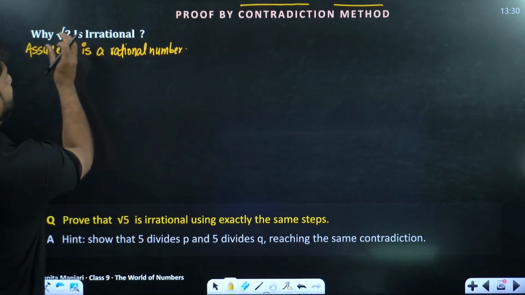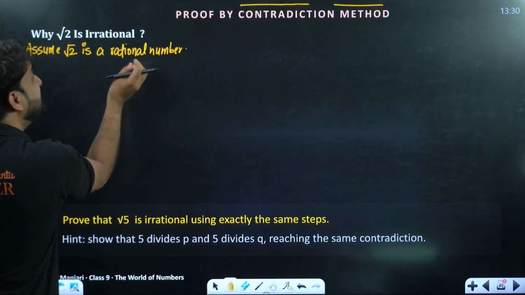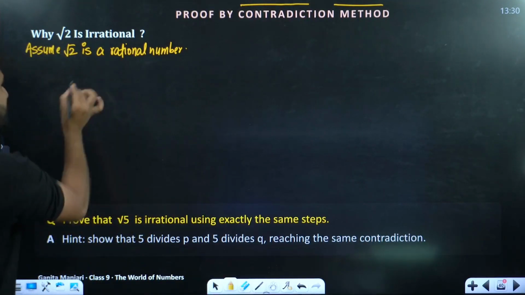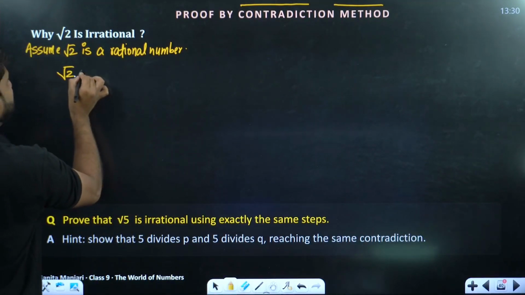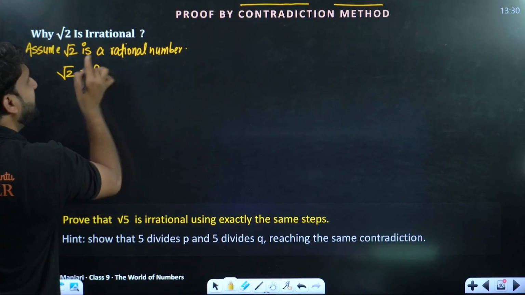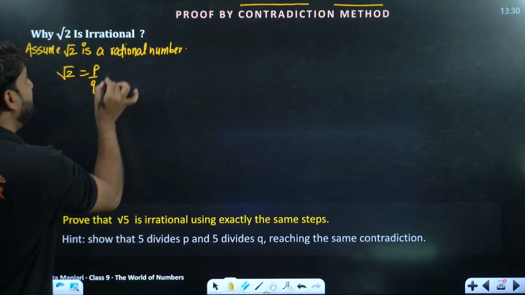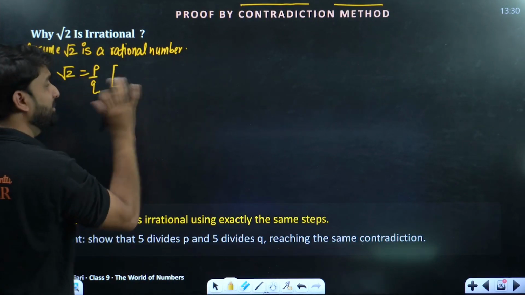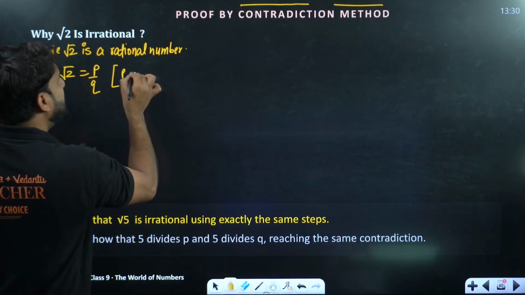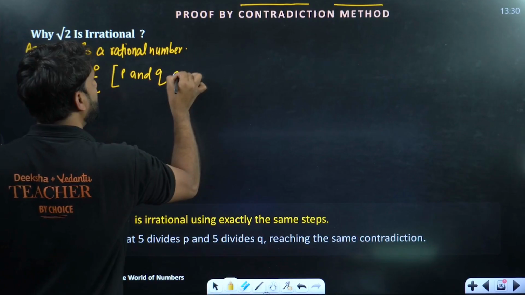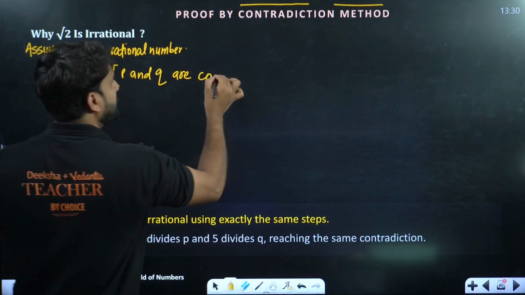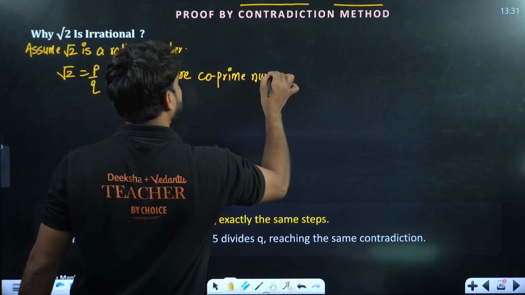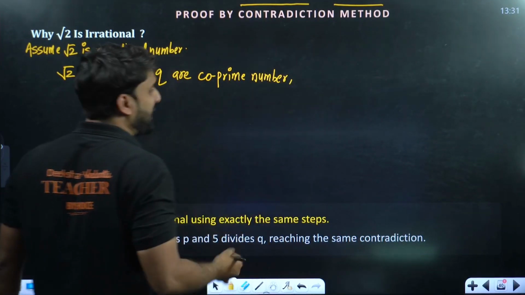To prove √2 as irrational, we have to assume it as a rational number. And once you have assumed √2 as a rational number, champion, we can write √2 is equal to p by q, because we have assumed √2 as rational. One important piece of information that you should not miss writing: here p and q are co-prime numbers. P and q are what kind of numbers? Co-prime numbers.